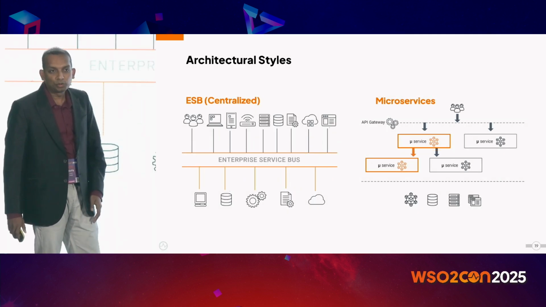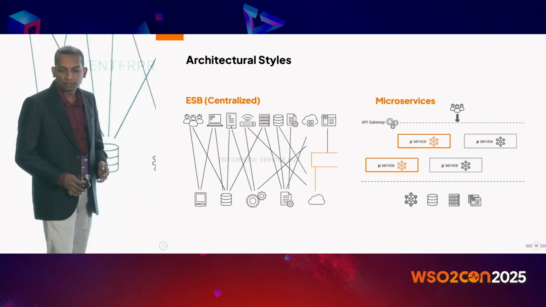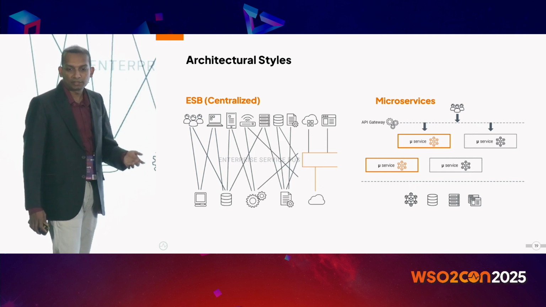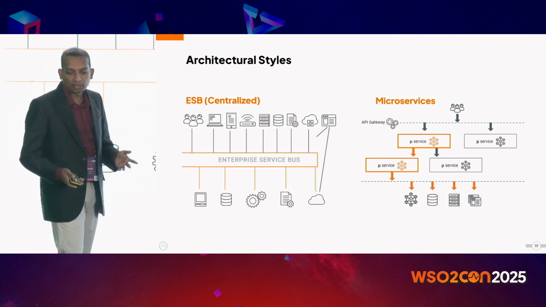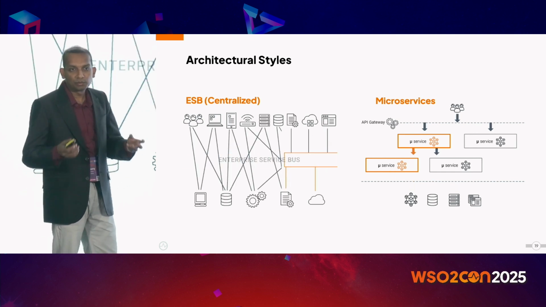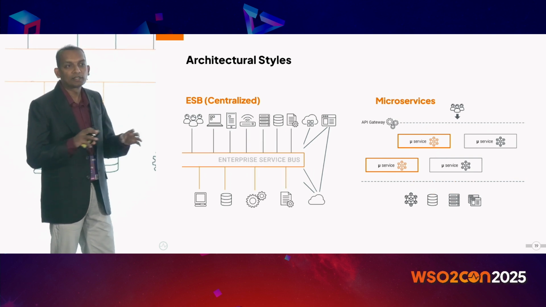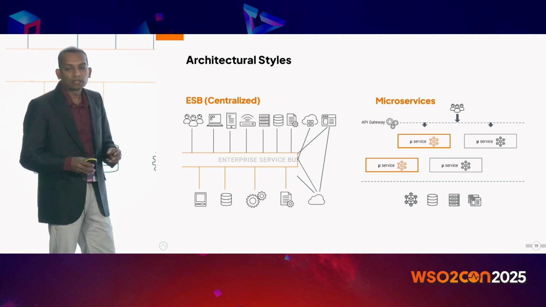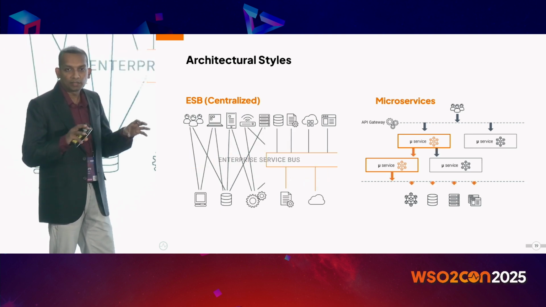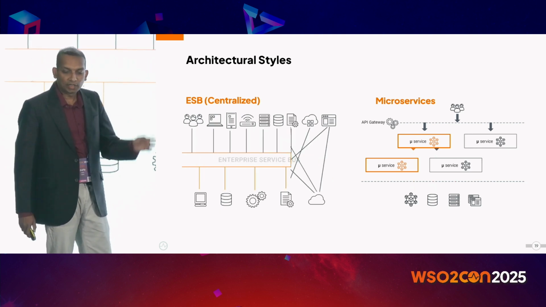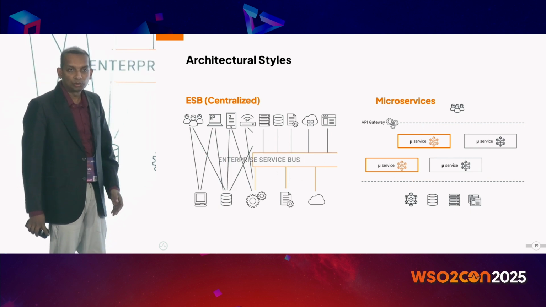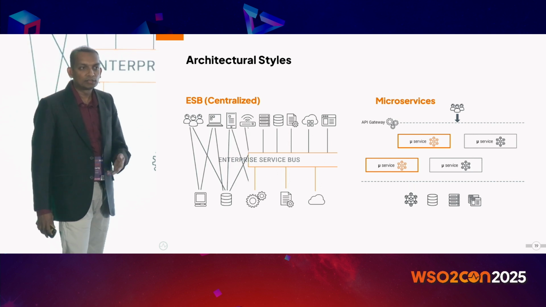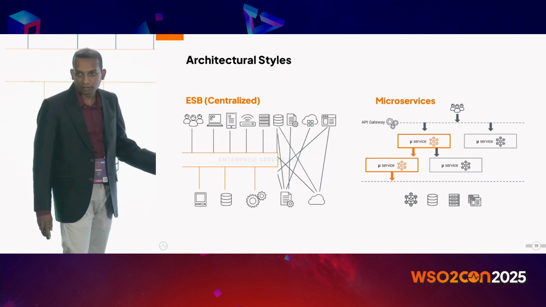So there are 2 main architectural styles that we can see today. The first one is ESB, or the centralized architecture. In centralized architecture, every system is connected to a central hub, which we call the enterprise service bus, and all the integrations are developed and deployed into this central hub. Even though this was introduced 2 decades back, we can still see that there are people and organizations that still use this architectural style.